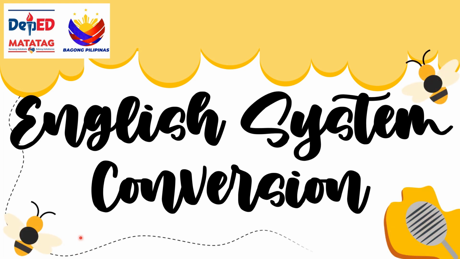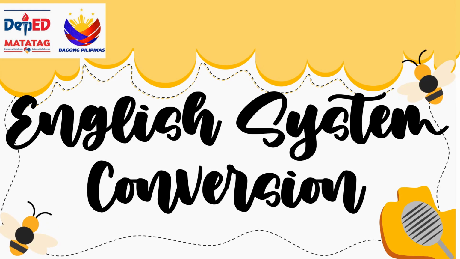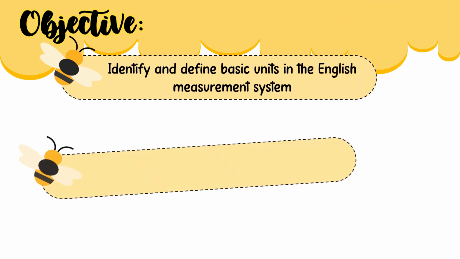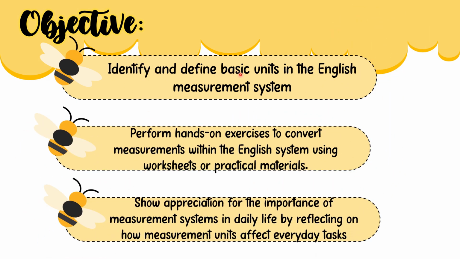Good day, everyone. Today we are going to discuss English system conversion. And the objectives for today's lesson are to first identify and define basic units in the English measurement system, perform hands-on exercises, convert measurements within the English system using worksheet or practical materials, and last, show appreciation for the importance of measurement systems in daily life by reflecting on how measurement units affect everyday tasks.